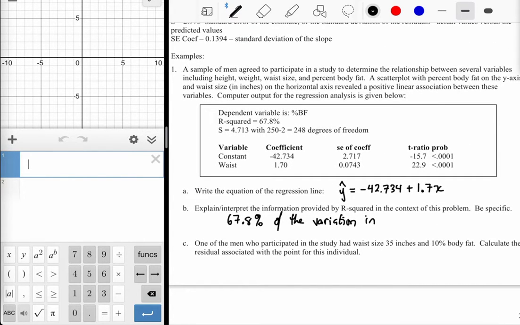A sample of men agreed to participate in a study to determine the relationship between several variables, including height, weight, and waist size and percent body fat. A scatter plot with body fat on the y-axis, so that would be the output, and waist size on the horizontal axis, so that would be the input, revealed a positive linear association between these variables. All right, so 68% of the variation in percent body fat can be explained by variation in waist size.